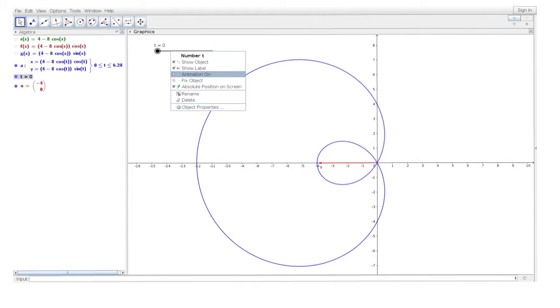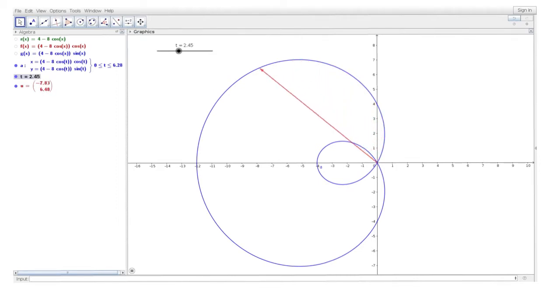So if we turn our animation on, we begin tracing out the inner loop, and then we move from the inner loop to the outer loop, go through a full cycle for the outer loop, then we come back to the point where our radius is going to be 0, and then we finish with the inner loop.